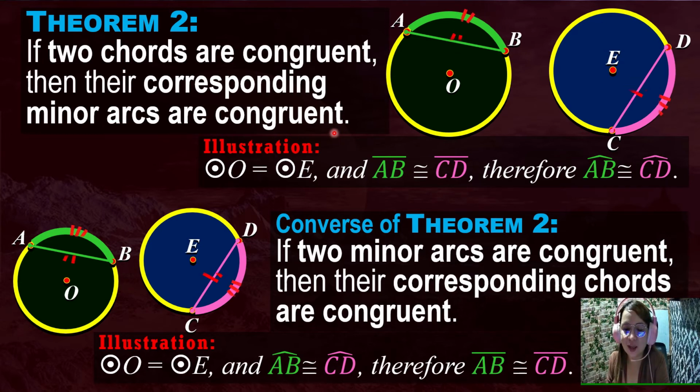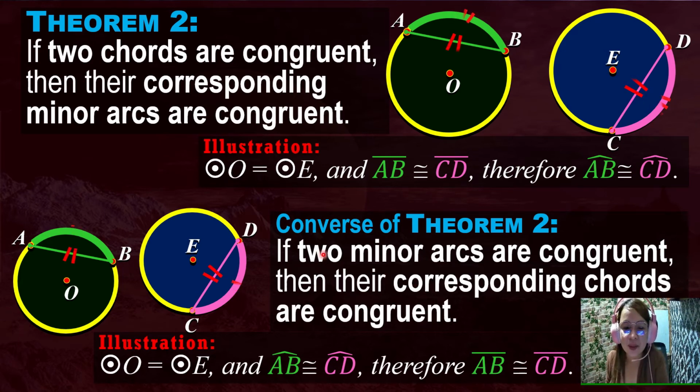Theorem number 2. If two chords are congruent, then their corresponding minor arcs are congruent. Tandaan natin na pag sinabing congruent, parehas ng sukat. Pag sinabi natin chord, ibig sabihin, yung haba. Yung dalawang chords, ito yung chord AB at saka chord DC, they are congruent. Of course, kapag ang chord AB ay congruent sa chord CD, ibig lang sabihin, ang arc AB will be also congruent to arc CD. So, that is theorem number 2.